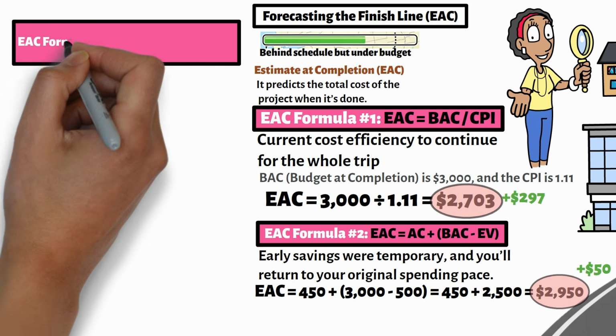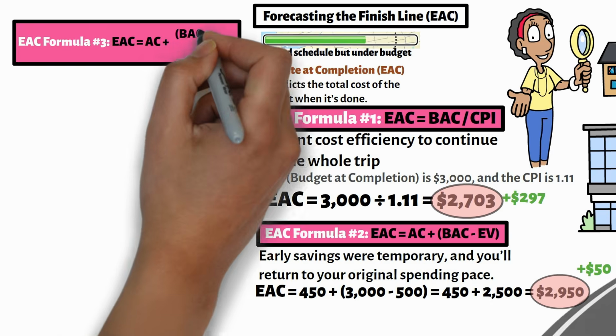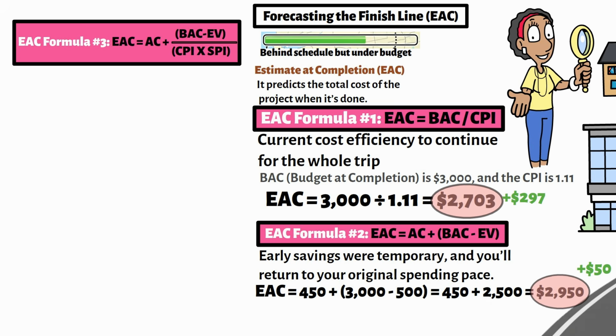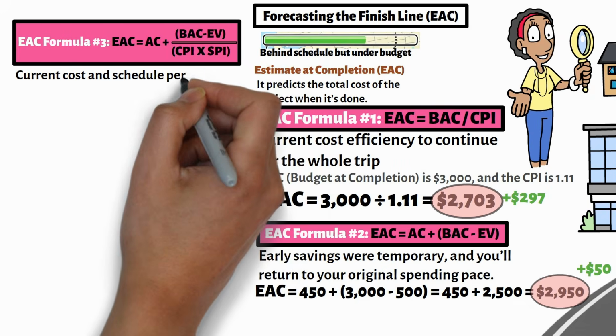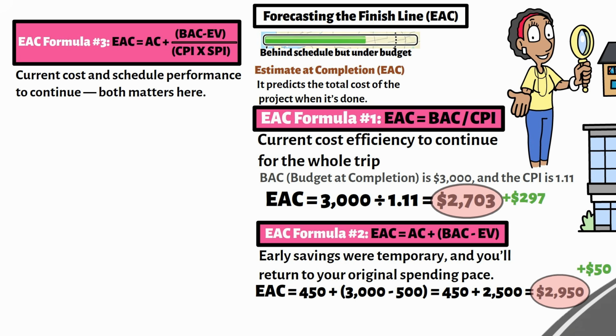The third EAC formula is EAC equals AC plus BAC minus EV divided by CPI times SPI. This one's used when you expect your current cost and schedule performance to continue. Both matter here. It's like saying, we're still spending efficiently, but our slow progress will stretch the trip out longer. Maybe you've been stuck in traffic, taking longer rest stops, or deciding to enjoy scenic routes. You're not wasting money, just taking more time.